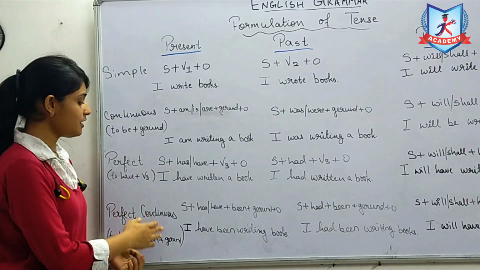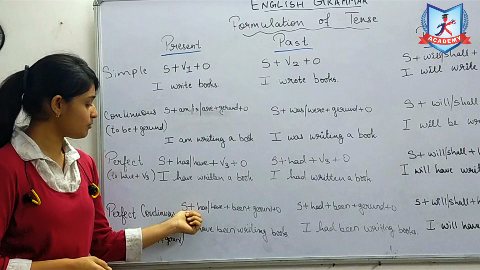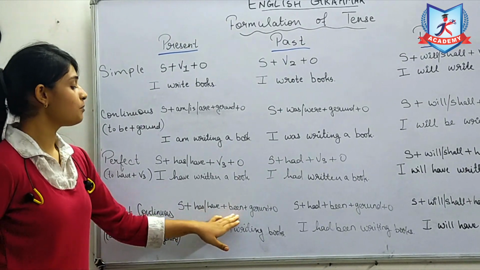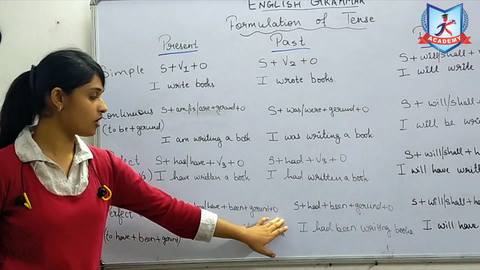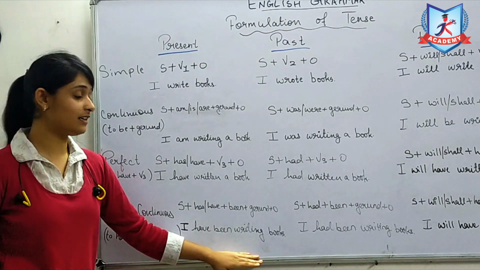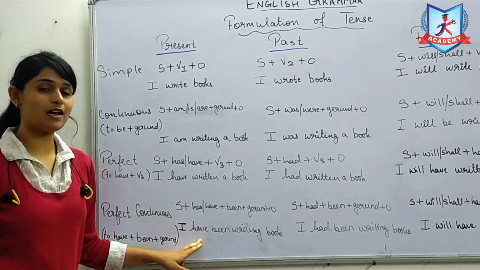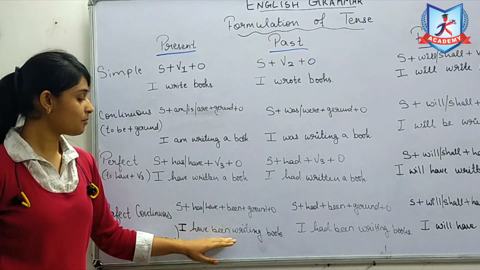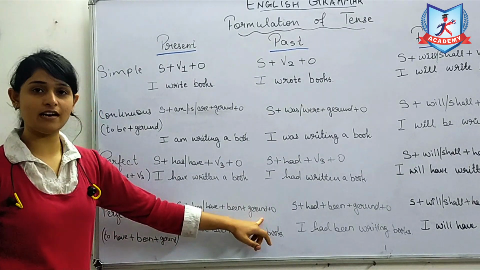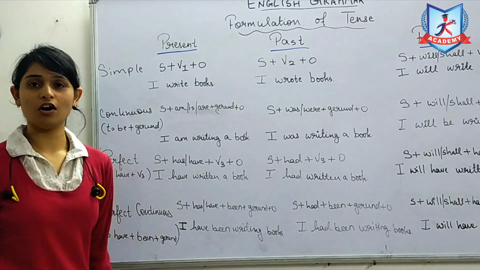Again, present perfect continuous tense. Subject plus has or have plus been plus gerund plus object. I have been writing books. I is the subject plus have is my helping verb. Been plus writing. Writing is the gerund plus books is my object.